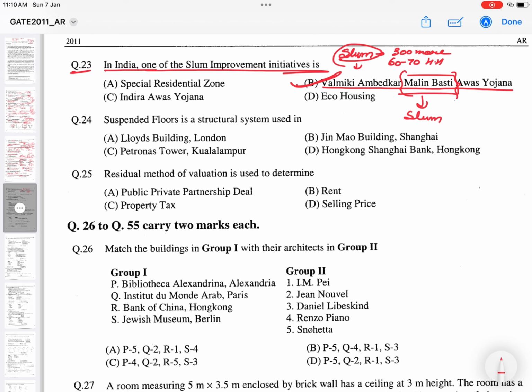That is slum. Most of the questions have popped up, like how many households should be there or how much population should be there. So that is why I thought to tell you this.